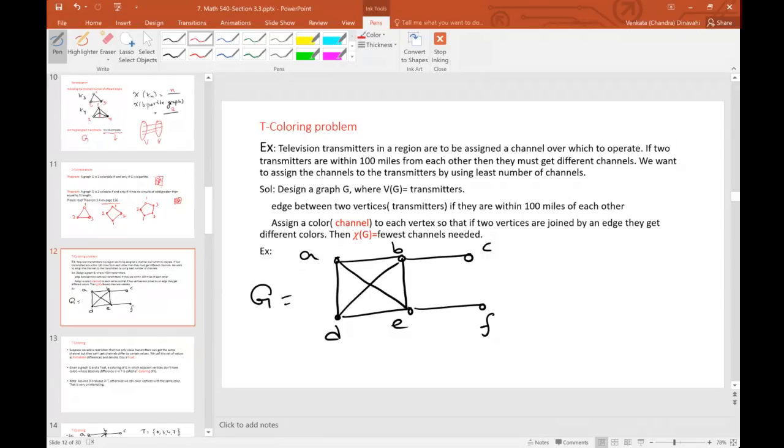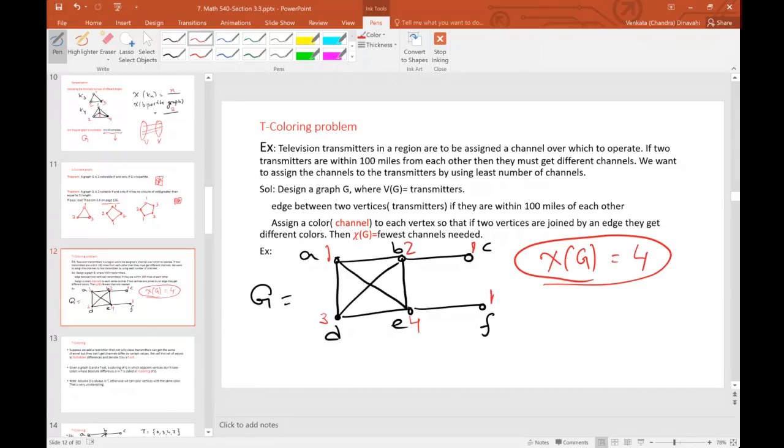Now you want to see how few channels you can use. I'll assign this channel 1. This is channel 2 because they're within 100 miles. This is 3 and this is 4. Since these two are not within 100 miles, I can give channel 1 here and channel 1 here. So the chromatic number for this graph is 4. With 4 channels, I can cover all these transmitters. This is just a regular chromatic number problem.